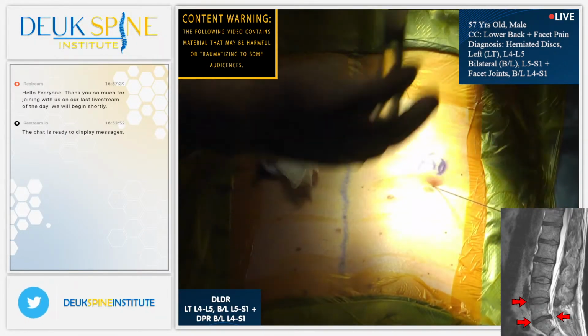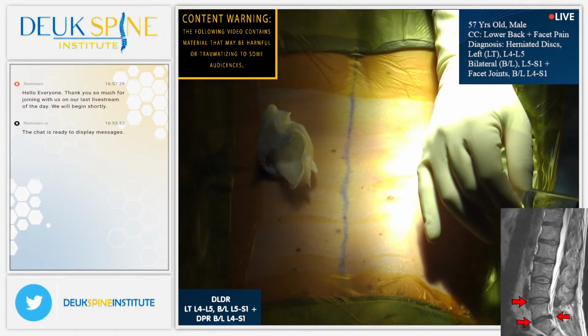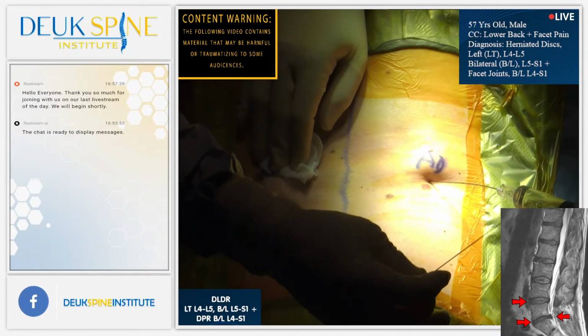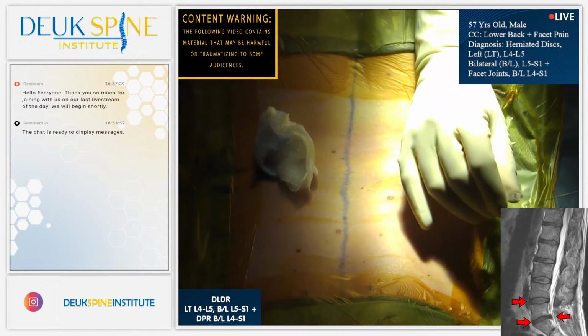The facet joint is a joint located in the back of the spine. And Henry, why don't you show our audience all the different causes of chronic back pain? What are the possibilities? There are 30, folks.